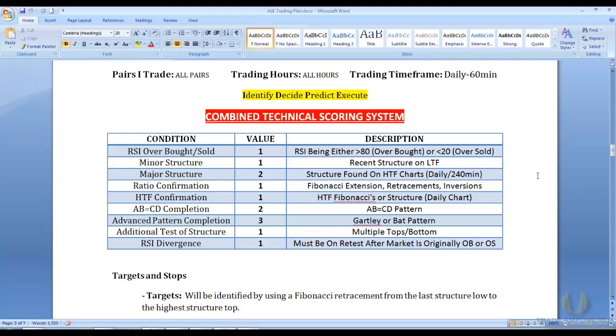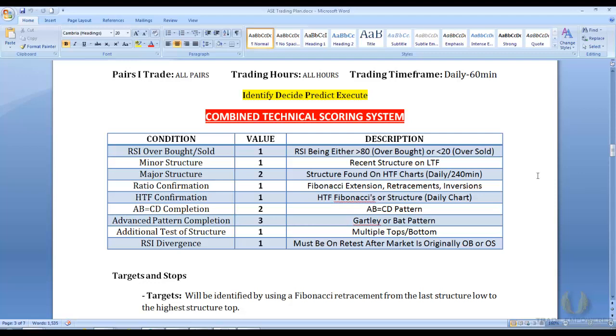Is there anything on the daily chart, the 4-hour chart, that is going to stop you from trading this? Meaning, are you at a major structural level going the opposite way? Is there room for the market to expand in whichever direction you're looking to trade it in?